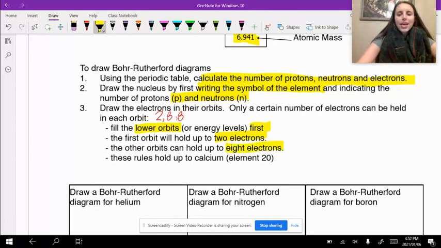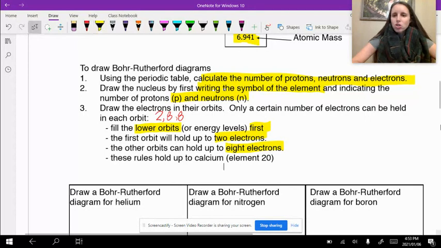Everything else can hold 8, and these rules actually only apply up to element 20, but you can really only draw really good Bohr-Rutherford diagrams up until the element 20. It's a limitation of the model. I'm going to talk about that more in our atomic theory lesson, and then I'm going to teach you a brand new way to draw atoms when you get to grade 12 chemistry. So let's show you how to draw some of these elements.